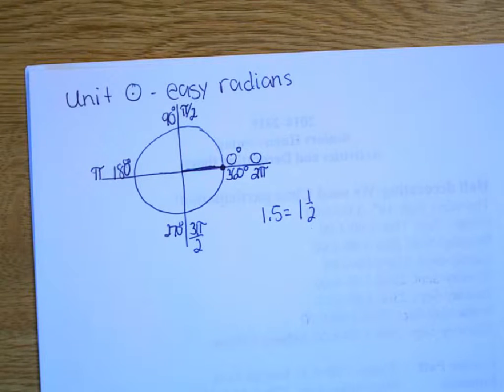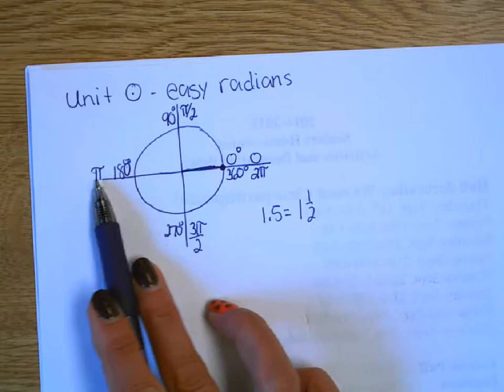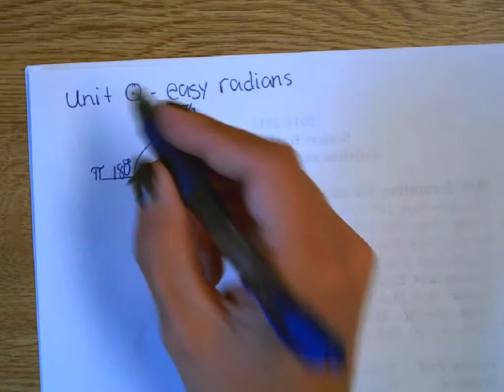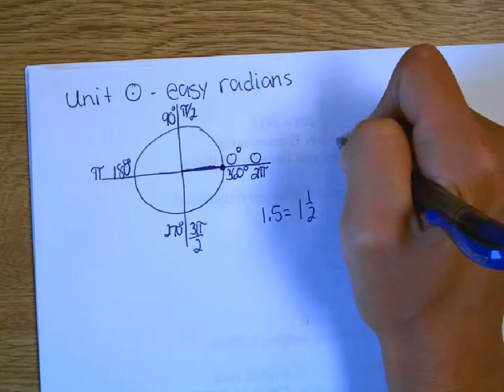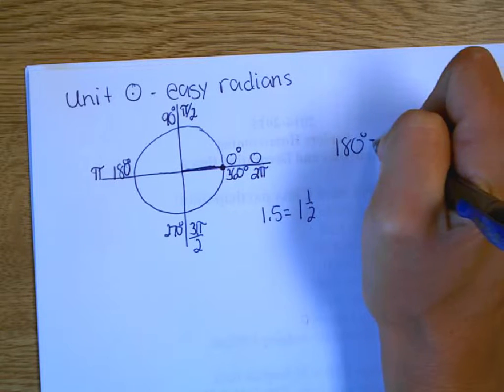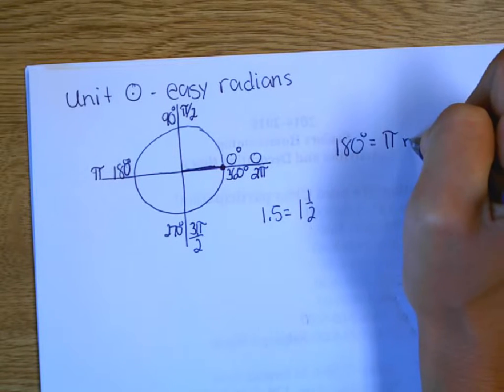Which one of those do you think is going to be the easiest one to work with? Pi. This is the conversion they like to use, pi and 180. So we're going to use this conversion: 180 degrees is equal to pi radians.